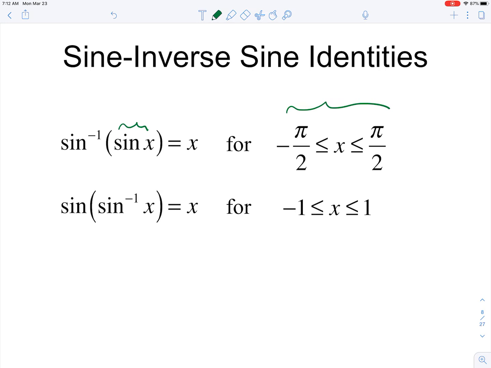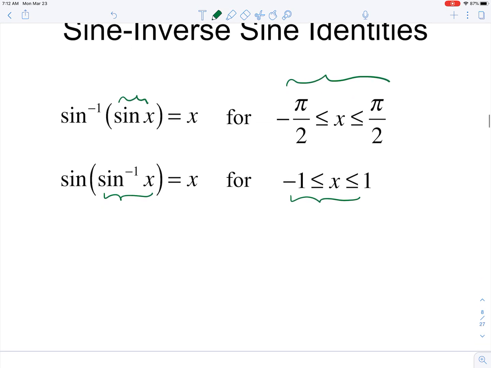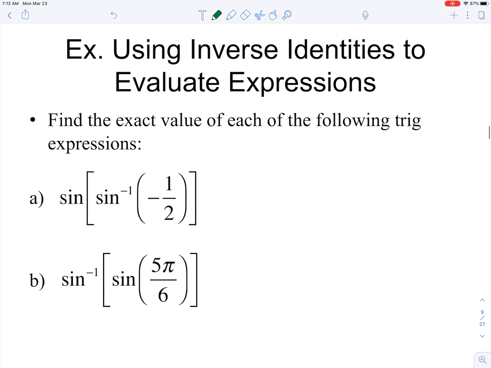And same thing here. If you're evaluating sine at inverse sine of x, inverse sine gives you an angle between negative pi over 2 and pi over 2, then the output of sine composed with inverse sine will be a value between negative 1 and 1. And negative 1 and 1 is the domain of inverse sine. Okay, so that identity really just uses the definition of inverse functions.